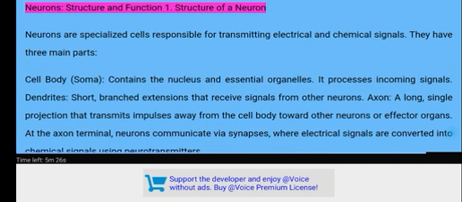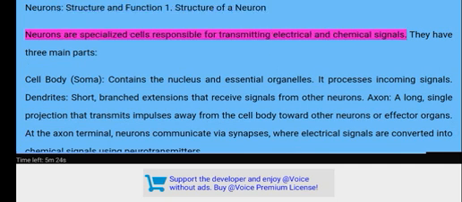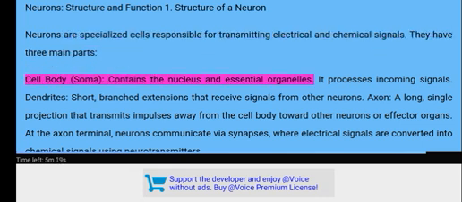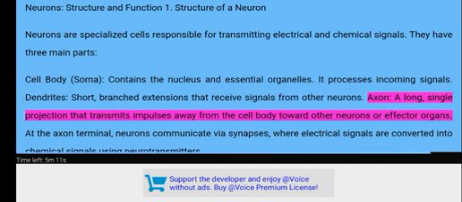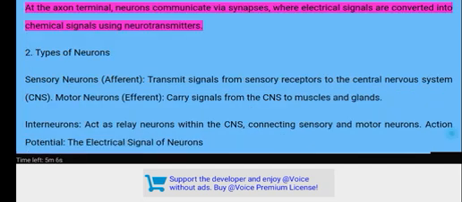Neurons. Structure and function. 1. Structure of a neuron. Neurons are specialized cells responsible for transmitting electrical and chemical signals. They have 3 main parts. Cell body, soma, contains the nucleus and essential organelles. It processes incoming signals. Dendrites, short, branched extensions that receive signals from other neurons. Axon, a long, single projection that transmits impulses away from the cell body toward other neurons or effector organs. At the axon terminal, neurons communicate via synapses, where electrical signals are converted into chemical signals using neurotransmitters.